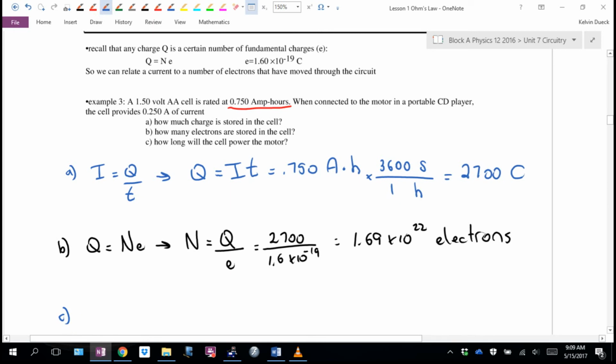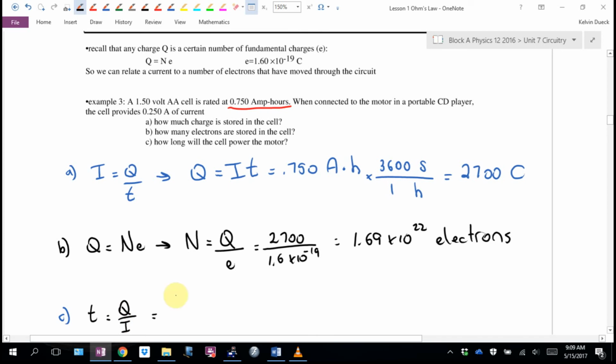Part C says, how long will the cell power the motor? I could get this T by itself because I know Q and I know I, 0.250. Why don't I do that? So let's see. T is going to be the current divided by the charge. What current is this device drawing? Is that right? No. Charge divided by current, Mr. Dewick. Thank you.